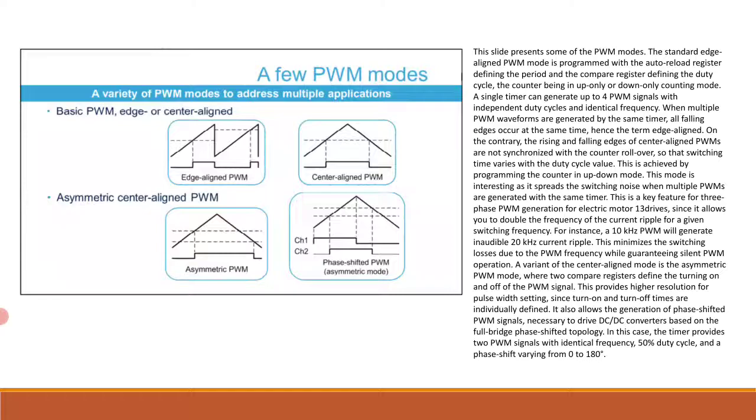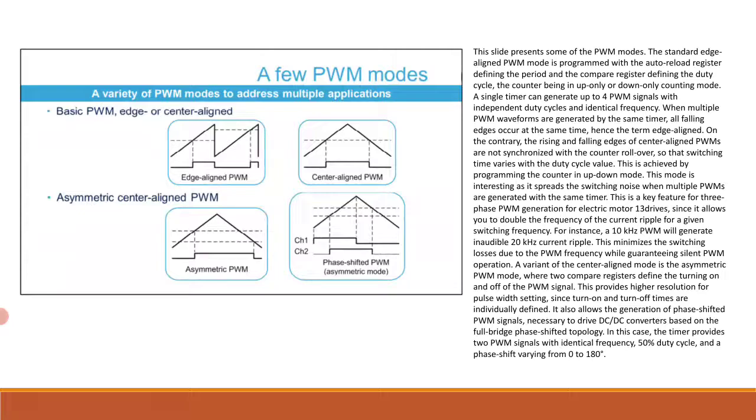On the contrary, the rising and falling edges of center aligned PWMs are not synchronized with the counter rollover, so the switching time varies with the duty cycle value. This is achieved by programming the counter in up-down mode. This mode is interesting as it spreads the switching noise when multiple PWMs are generated with the same timer.